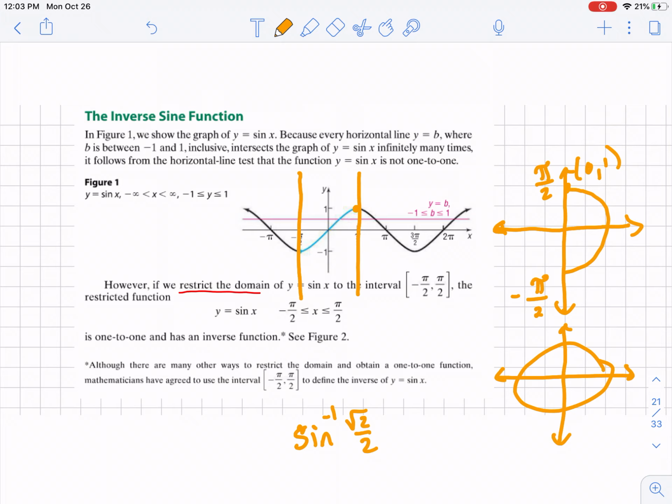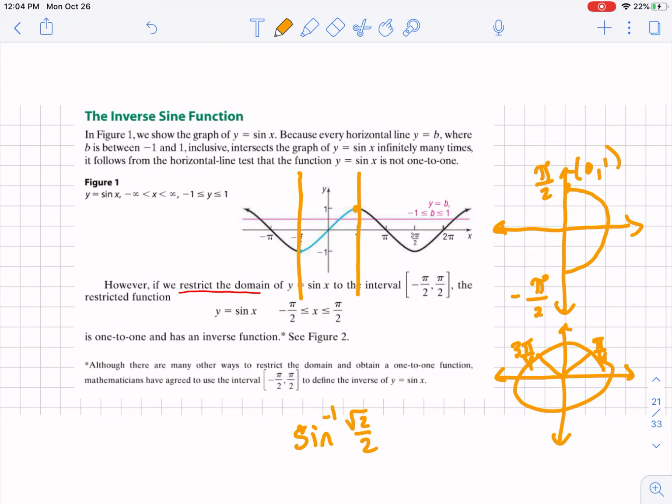The problem with this is, if I went around the unit circle one revolution, there's two answers. Right here at pi over 4, and right over here at 3 pi over 4. So I don't want to have two answers. This is why I am restricting my domain, okay? I'm restricting it so that I only will have one answer. And again, if you look at the graph, I chose between negative pi over 2 to pi over 2.